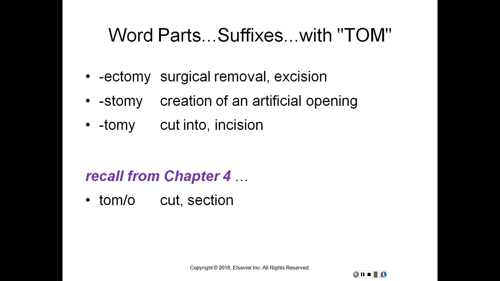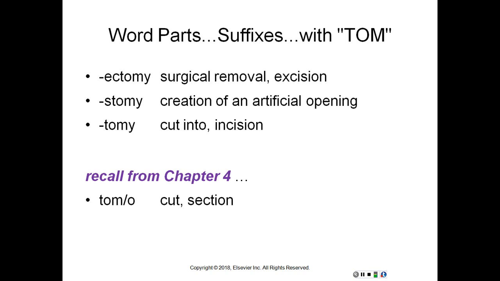So here we're talking about suffixes with tom in them. Ectomy, E-C-T-O-M-Y. So they're kind of being silly here, so I apologize. Ectomy, surgical removal, excision. Ostomy, creation of an artificial opening. And tomy, cut into or incision.